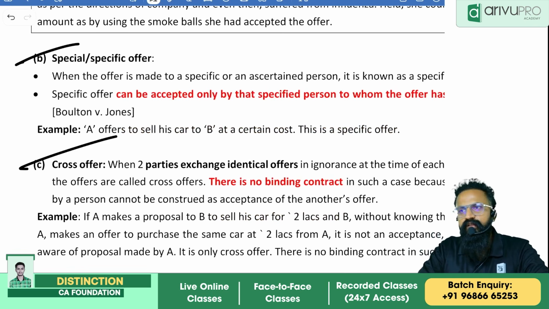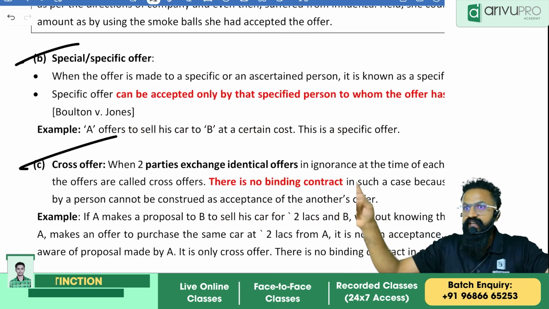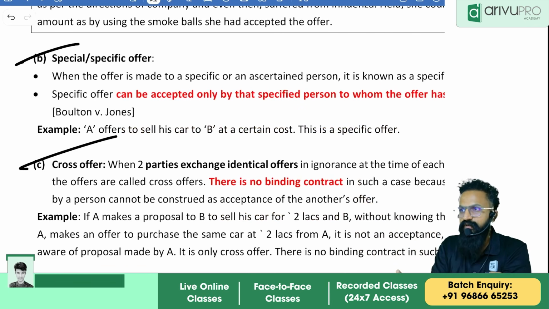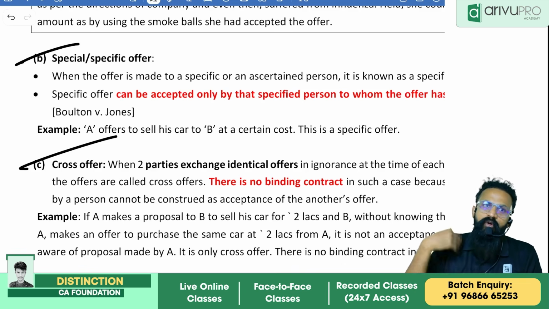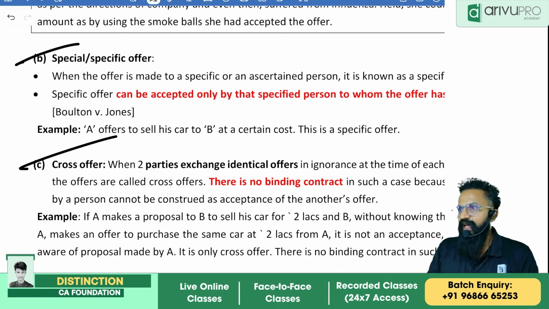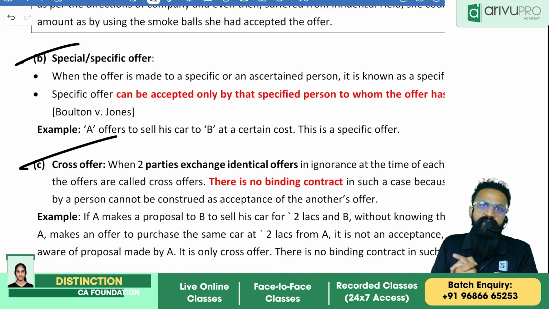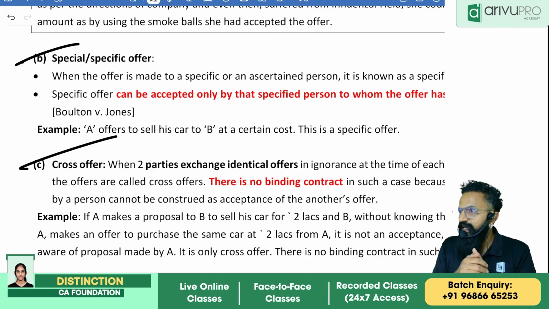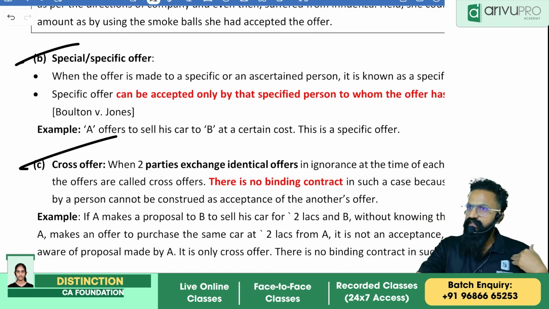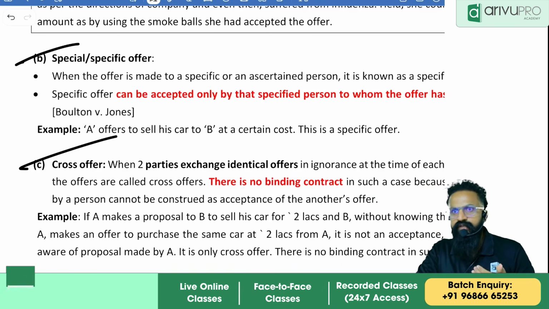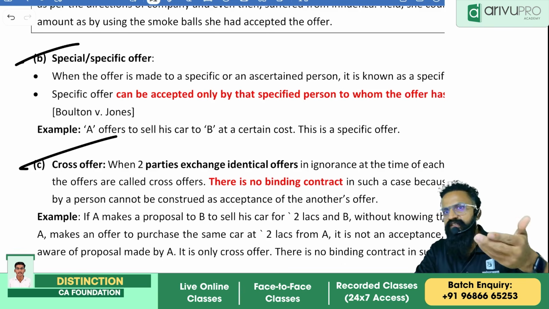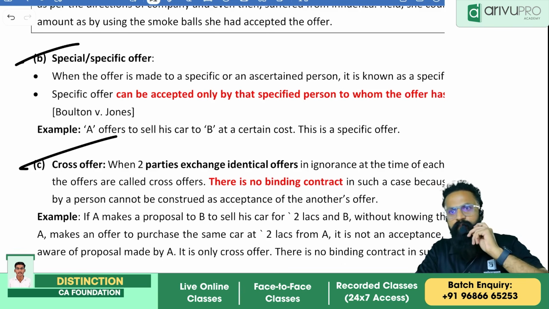The third one is called cross offer. Cross offer is nothing but when two parties exchange identical offers. That means A says, I want to sell my car to you for 5 lakh. Are you interested to buy? Without knowing this, B also writes a letter to A saying that I am interested to buy your car for 5 lakh rupees. Are you interested to sell? I also write a letter to you, you also write a letter to me, without knowing each other's letter. That is what is called a cross offer.